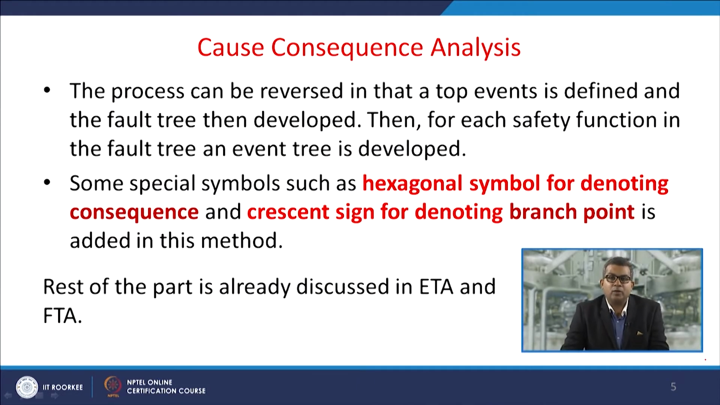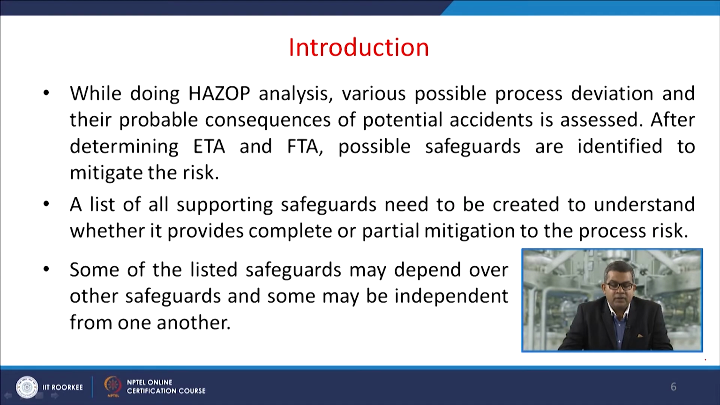Now, the process can be reversed in that a top event is defined, the fault tree is developed, and then for each safety function in the fault tree, an event tree is developed. There are some special symbols we will use, like the hexagonal symbol for denoting the consequences, and the crescent sign for denoting the branch point, which will be used in this particular methodology. Now, the rest of the part we have already discussed in event tree analysis and fault tree analysis. So, let us have an introduction to these things.